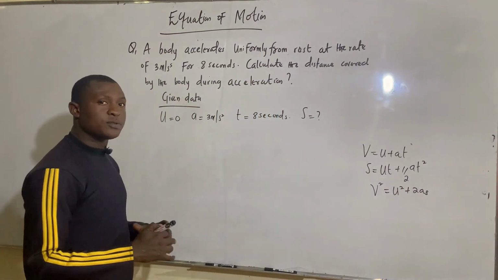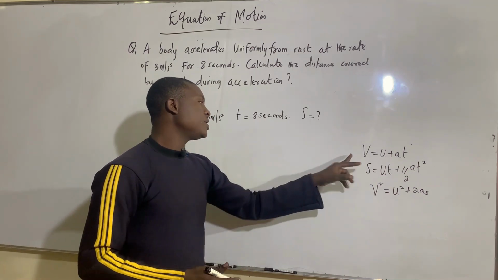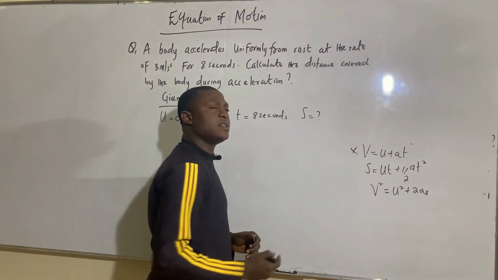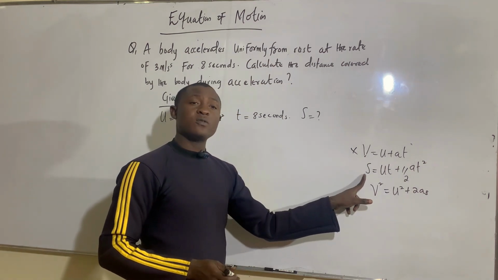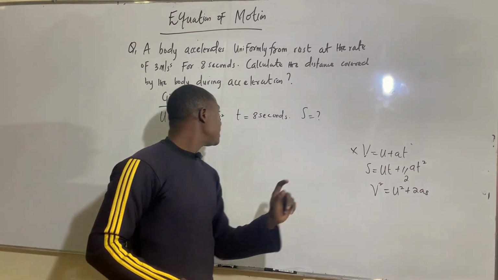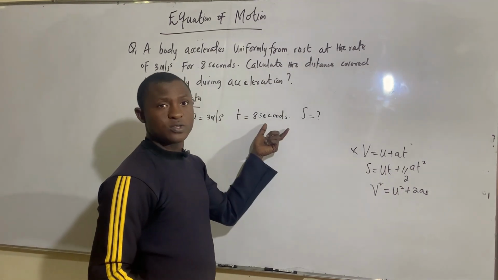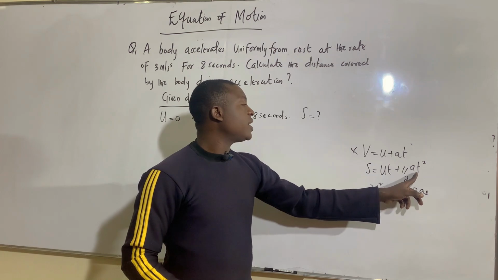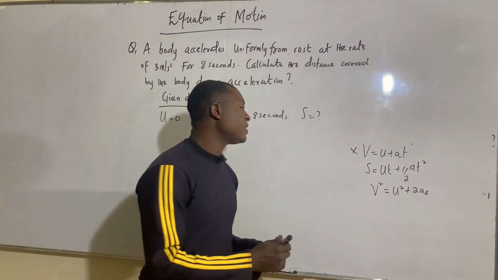Now you check which one of these three equations satisfies this data. Can we apply the first one? Let's check it together. Do we have final velocity? No. So this one is not applicable; we cannot apply it. I hope you are following. Can we apply the second one? We have to find the distance. Yes, distance is there. Do we have initial velocity? Yes. Do we have time? Yes, of course. Do we have acceleration? Yes, we are given. That means the second equation satisfies the condition.